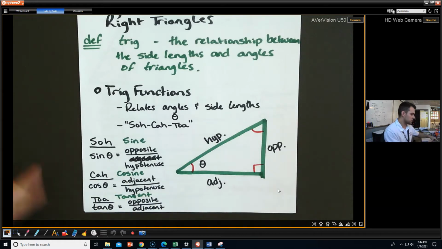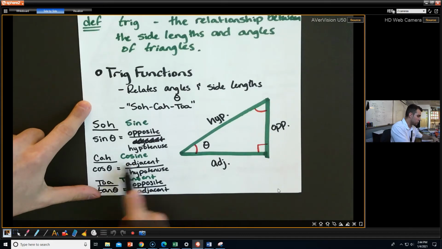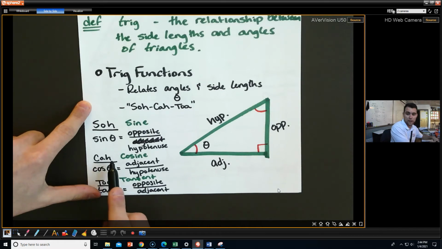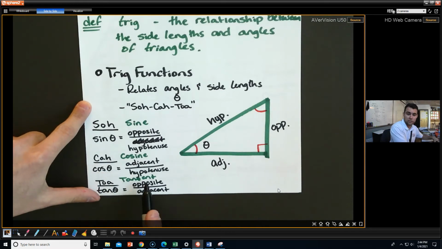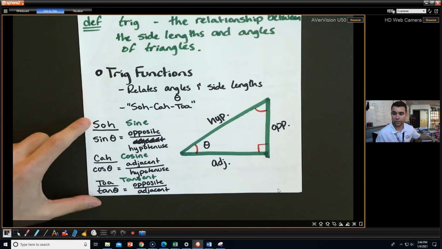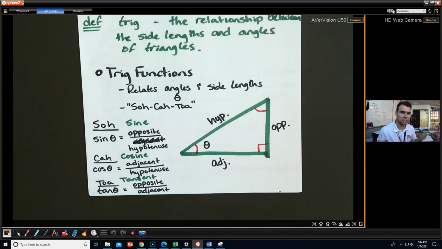We could also do it with cosine. Cosine is adjacent over hypotenuse. And tangent, the last one, is opposite over adjacent. Okay, so definitely get those down because that's the basic building blocks of trig. If we can't do that, we really can't get too far.